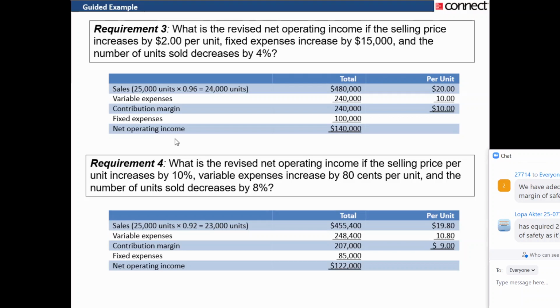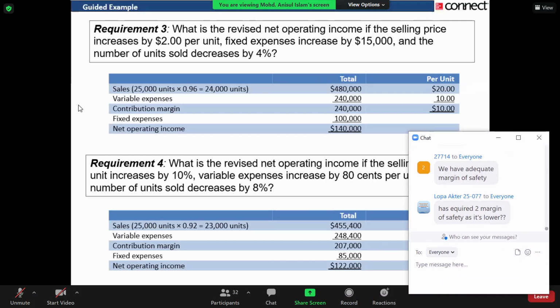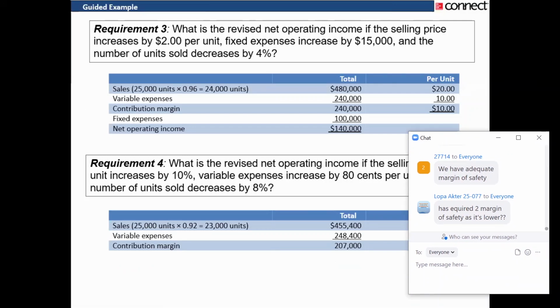Okay, I see no responses are coming in chat. So it is good that you have got the issues. Someone is asking about requirement 2. She wanted to write requirement 2, margin of safety, as it is lower. I didn't get what you actually wanted to ask. So out of these 4 scenarios, you might ask in which case the margin of safety is lowest.